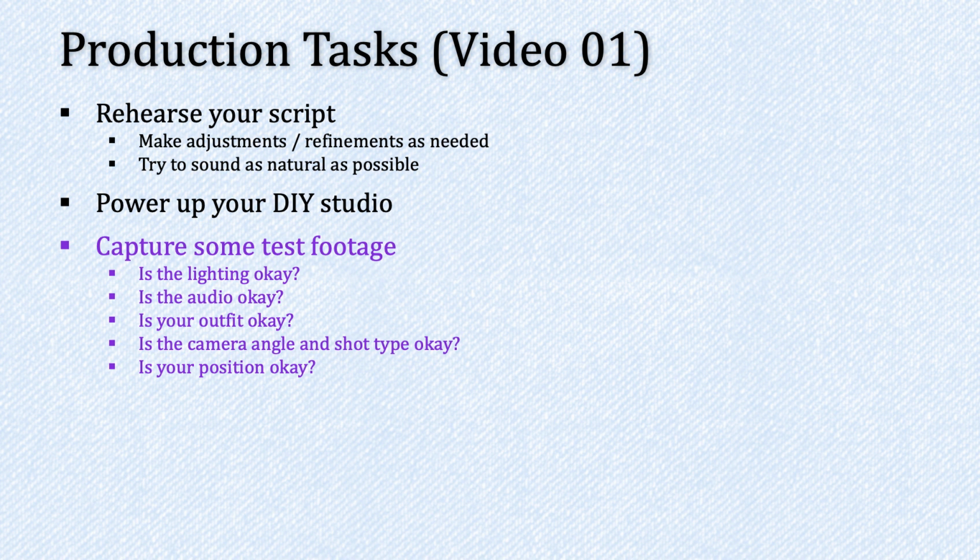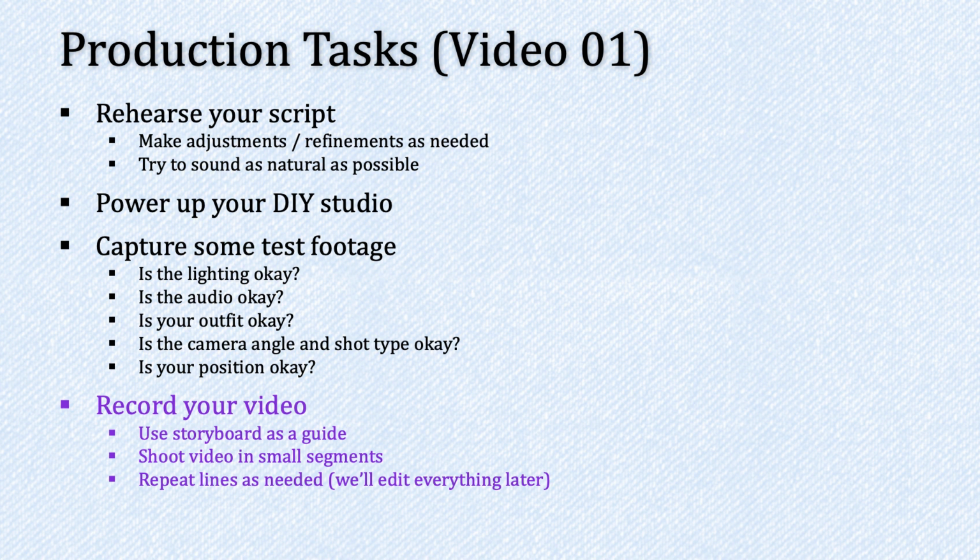After you capture some test footage, then you're actually going to record your video. Use your storyboard as a guide, shoot video in small segments, and repeat lines as needed. We'll edit everything later. Right now, the goal is just to capture natural sounding, high quality video. And then ultimately, after you finish that at the end of this week, what you need to do is upload your footage to WeVideo. And I'll be talking about that a little bit later in this session. But first, I want to focus on a few production tips.